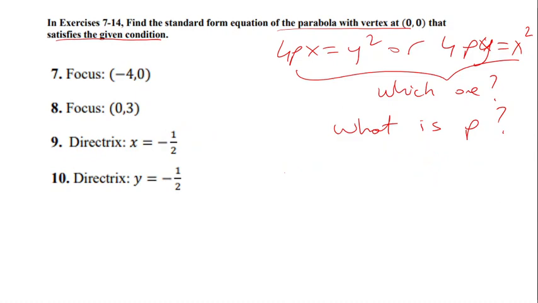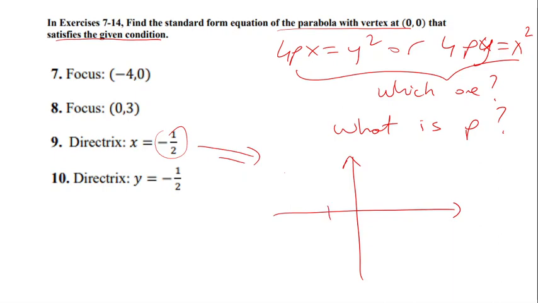So how do we draw it? You can draw this one. The line x equal to minus 1 over 2 is this one. So the vertex is here. Always, the directrix is perpendicular to the axis of the parabola, and it's on the opposite side of the parabola. So the parabola will look like this.